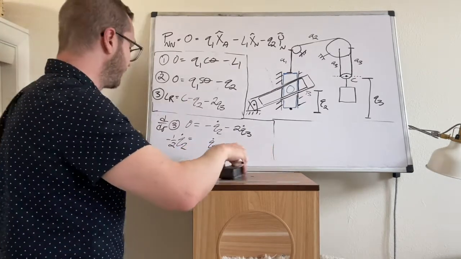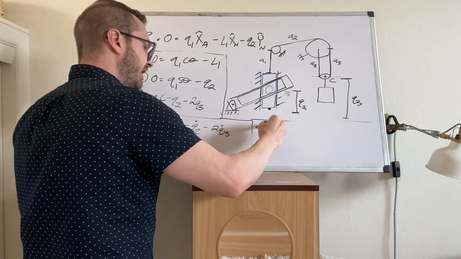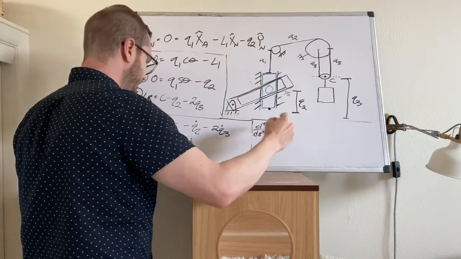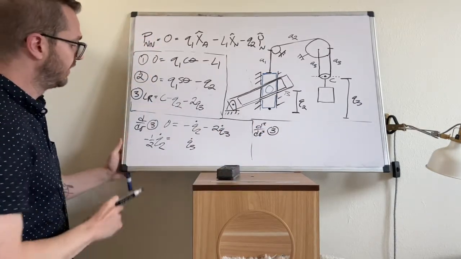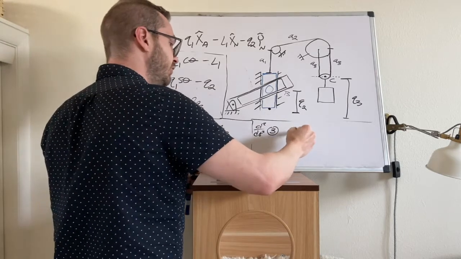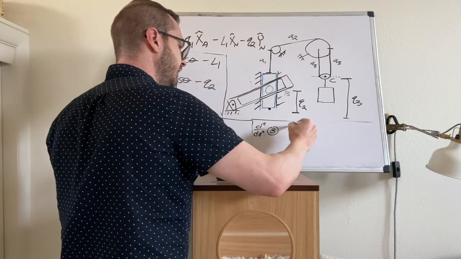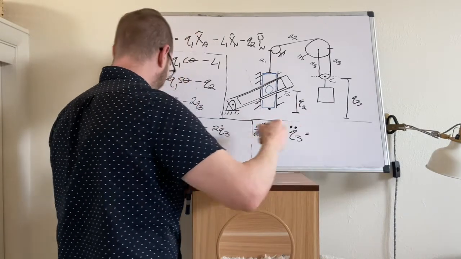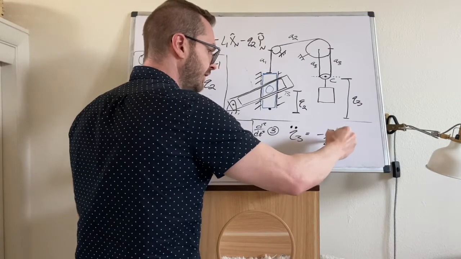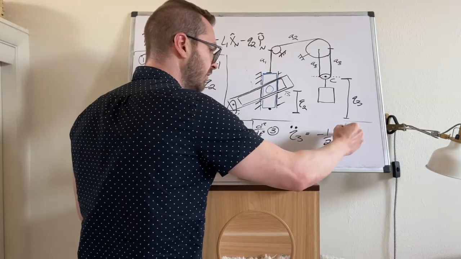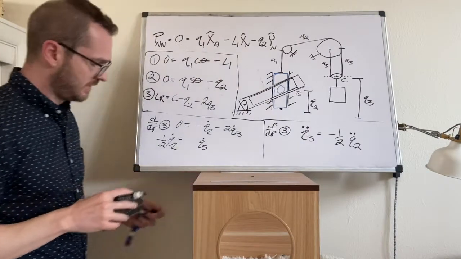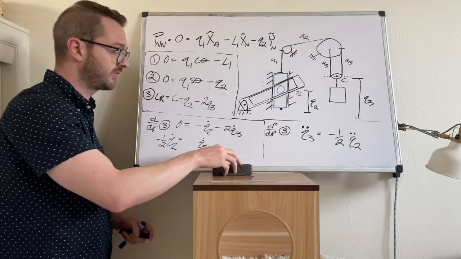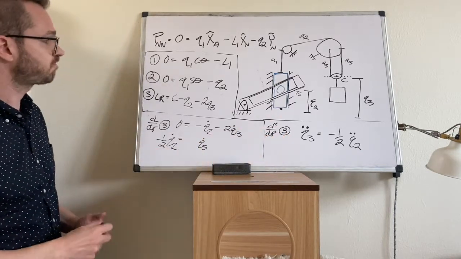And of course, we can take the derivative once more. We can say that d squared over dt squared of equation 3. And I'm just going to take the derivative of the rearranged version. So q3 double dot, it's a very ugly double dot, is going to equal negative 1/2 of q2 double dot. So we said we wanted velocity constraints. Here they are. We said we wanted acceleration constraints. There they are. All right.